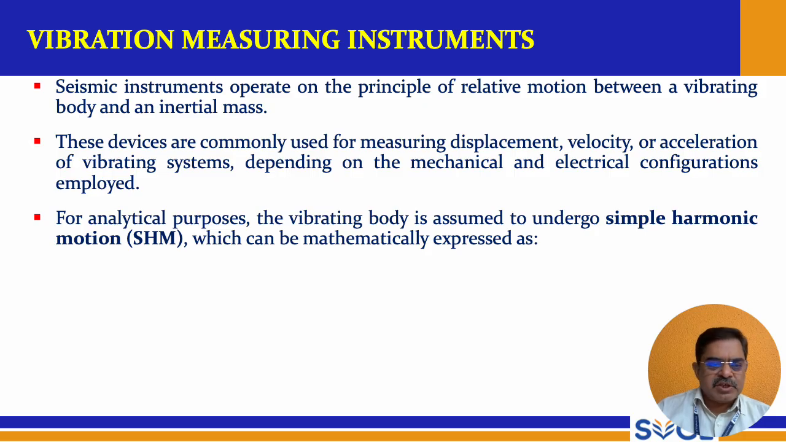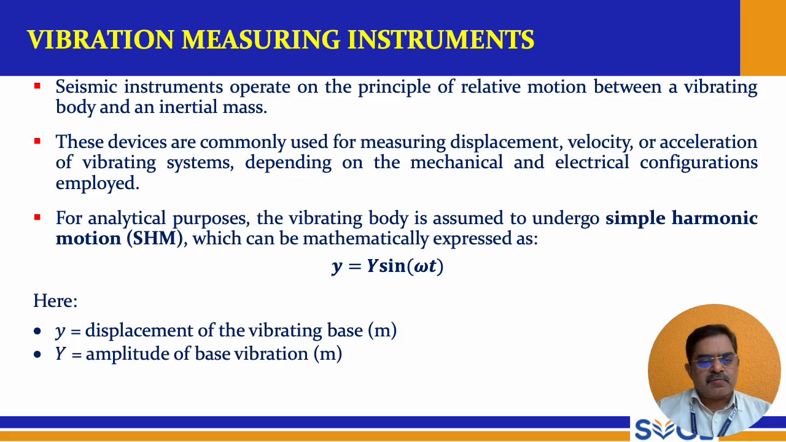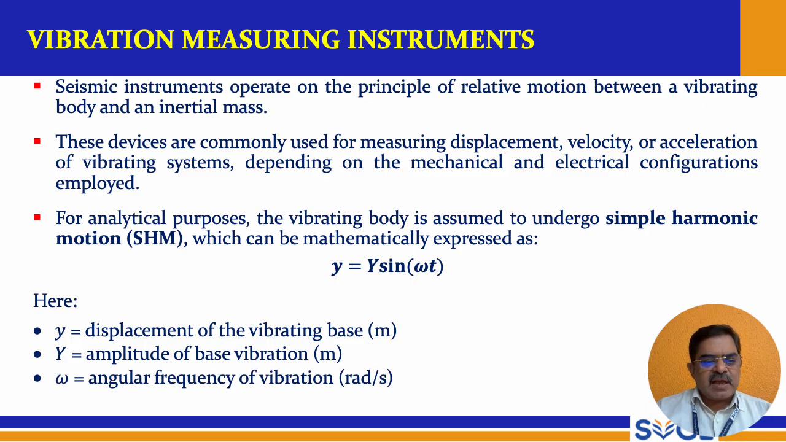is nothing but SHM, which can be mathematically expressed using this equation: y equal to capital Y sin omega t. So here y is the displacement of the vibrating base, in meters. Capital Y is the amplitude of base vibration, also in meters, and omega is the angular frequency of vibration, in radians per second. So this is the simple harmonic motion equation: y equal to Y sin omega t.